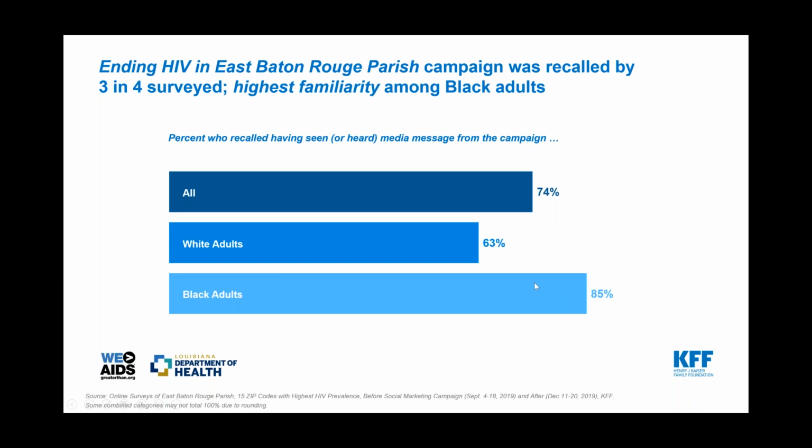Thank you. So what did we learn from this survey about our campaign? Well, it was pretty exciting. We learned the campaign had high visibility, as we had expected, with the large majority recalling seeing the campaign. We also saw this was especially high among Black respondents. And as we noted earlier, the 15 focus zip codes with the highest rates of HIV were predominantly Black. So we were glad to see this.